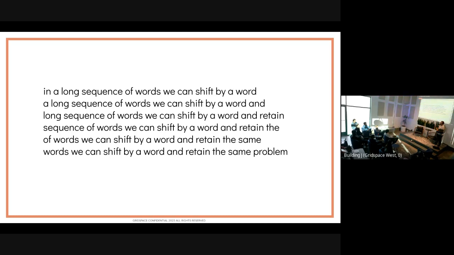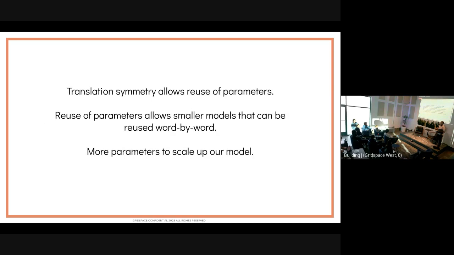Now imagine instead if we had a fully connected neural network where there's a special seat for every word. That's a waste of parameters. What that's basically doing is we're relearning the same concepts for every word. So translation symmetry allows us to reuse parameters, which is to say we can just build a model that operates the same word by word as it ingests them. And that allows us to reuse the same parameters for each word rather than needing to train a bunch more parameters for each word seat. And this means more parameters to scale up our model.